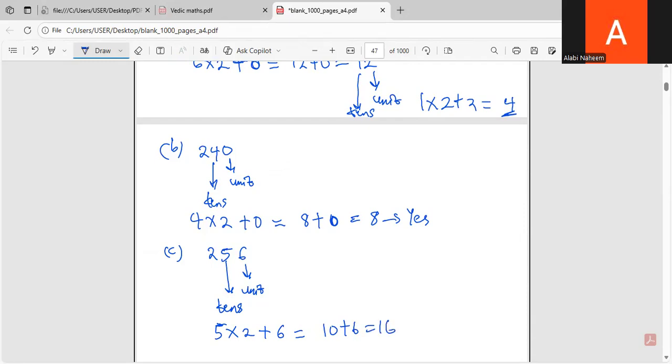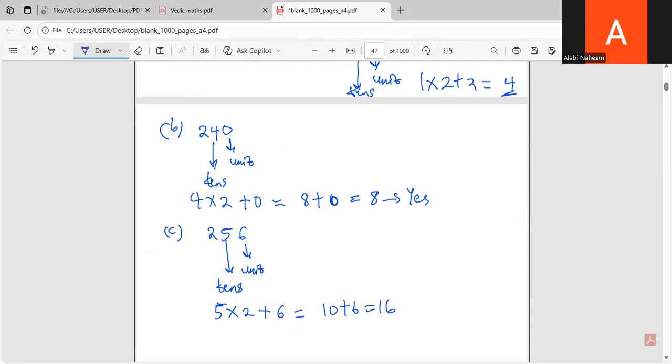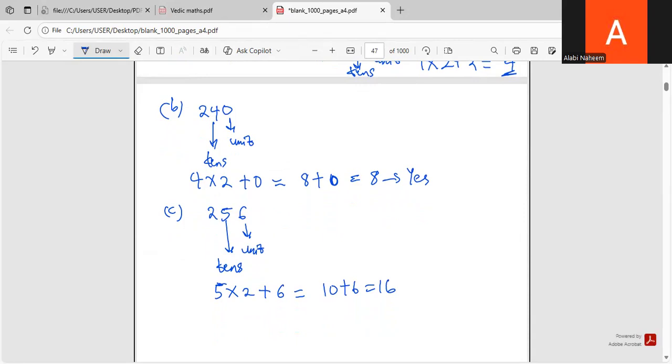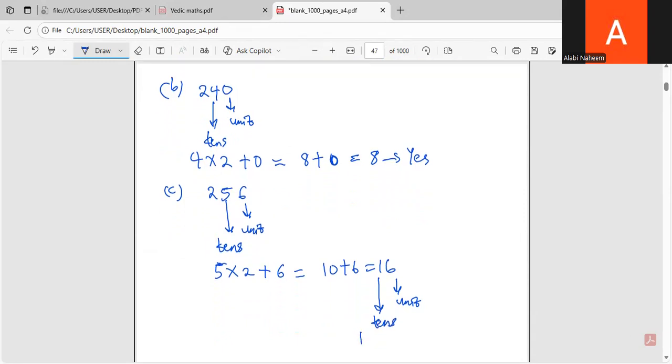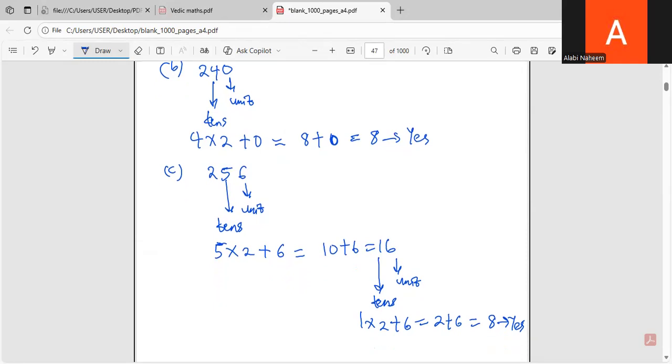That is 16. Right? Even though we know 16 is divisible by 4, let's try to confirm again using this rule. 6 is the unit digit, while 1 is the tens digit. According to the rule, what do we do? We double the tens digit. We say 1 times 2, add it to the unit digit, plus 6. 1 times 2 is 2, plus 6. That is 8. Is it divisible by 4? Yes. We can conclude that 256 is also divisible by 4.